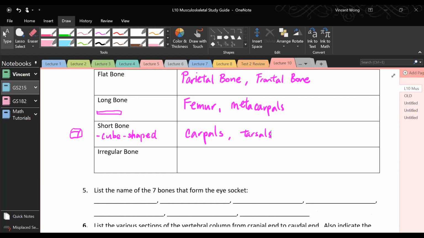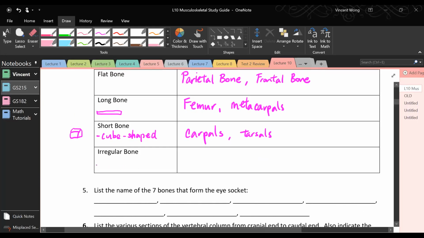Irregular bones are kind of bones that have complex shape, right? Complex shape. And they don't really fit in any other categories. So they're not flat, they're not short, they're not long. An example of these would be any of the bones in the vertebral column. So vertebrae, sacrum. Okay.